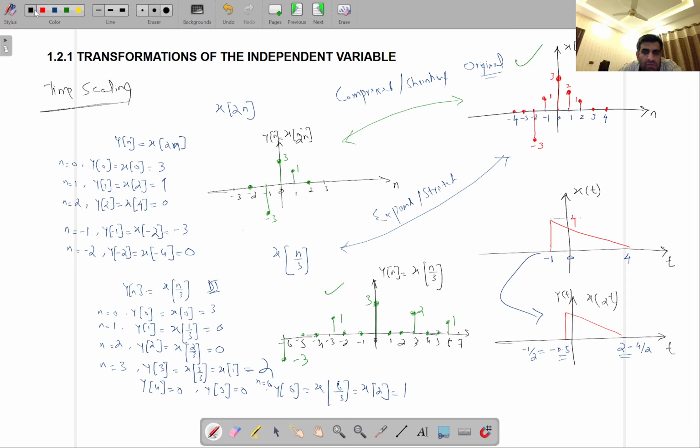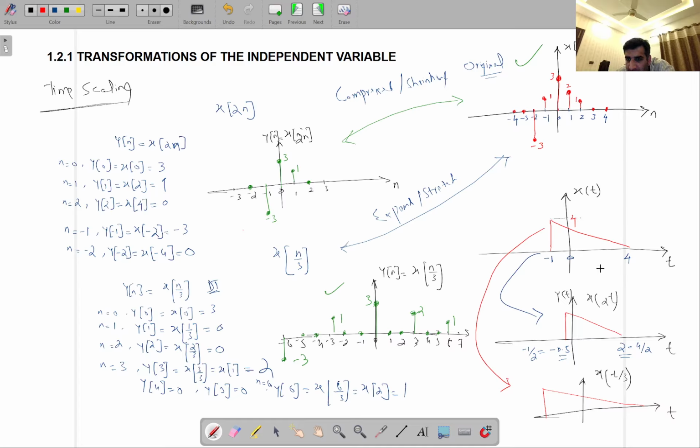Now let's do the same for the continuous time case, just to have a complete understanding. So what we are trying to plot is x of t upon 3. So let's plot the signal first. So the signal is going to be like this. So now remember, this is the original signal. The transformation is applied on this particular signal.